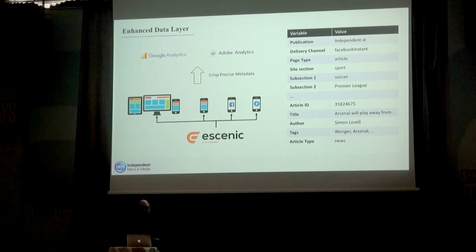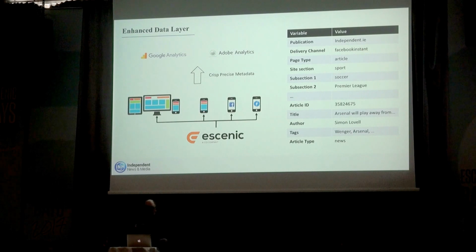Is it the homepage? All the site section information broken down to 6 levels deep, so we can filter like crazy. Article IDs, the title in a properly created form, the author, the tags on the article, and this is just an example. I mean, we've a much bigger schema than just this.